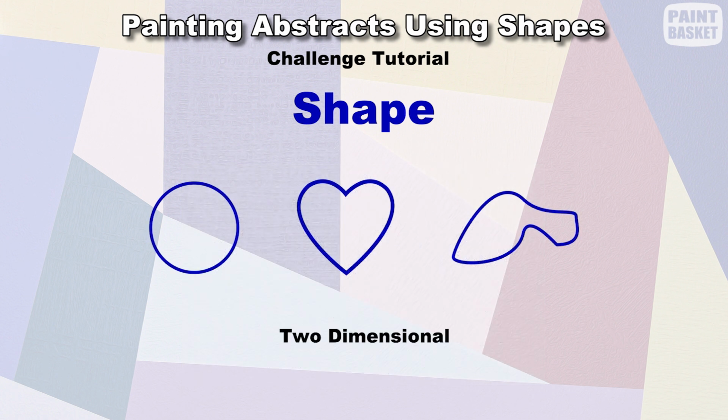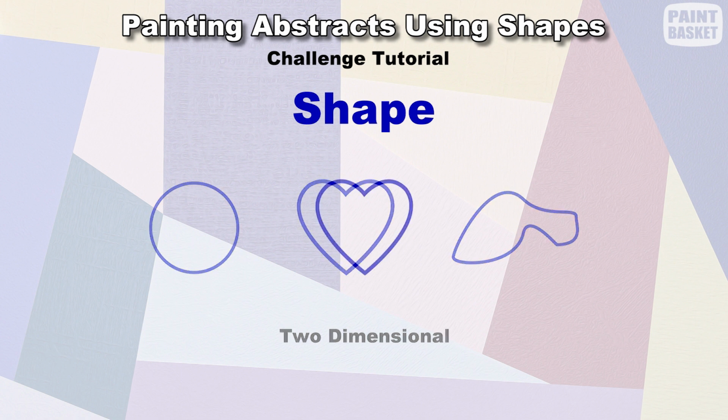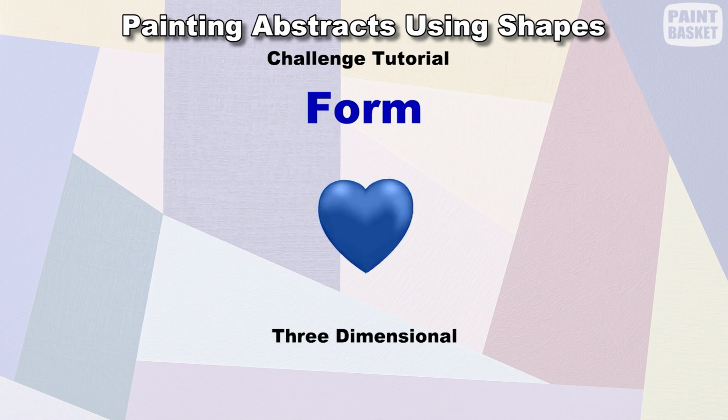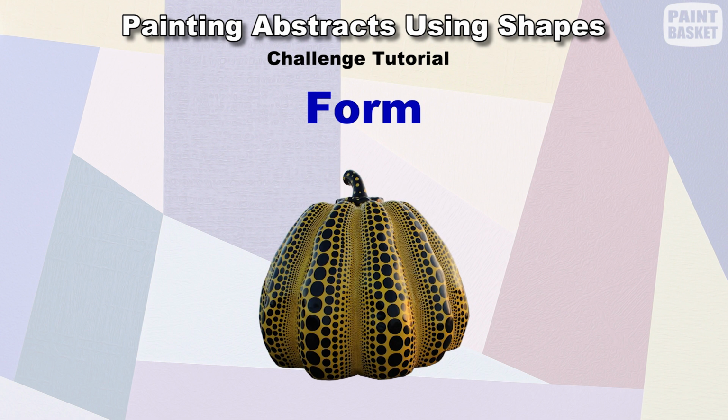Shapes are thought of as two-dimensional as they have height as well as length. In order to take your artwork to the next level, we need to add the third dimension, depth, to the artwork. When you do this, your artwork is said to have form. The true way to do it is like this, or like this.